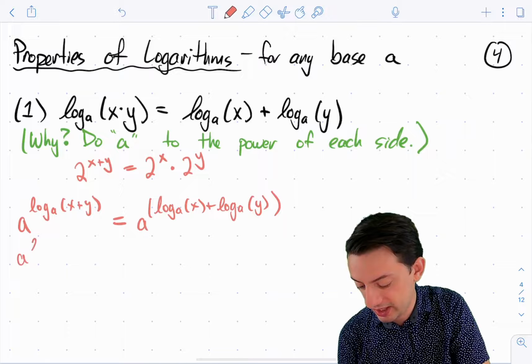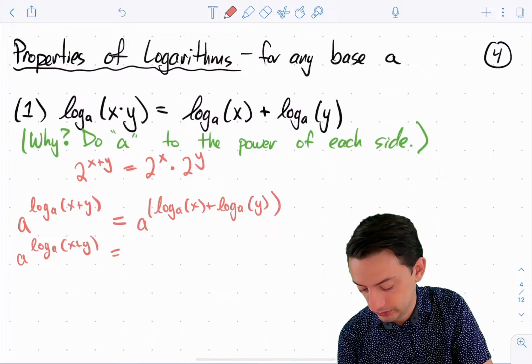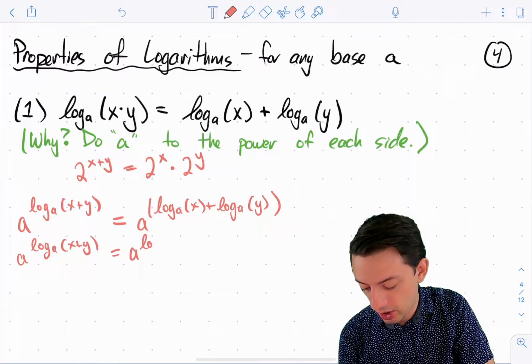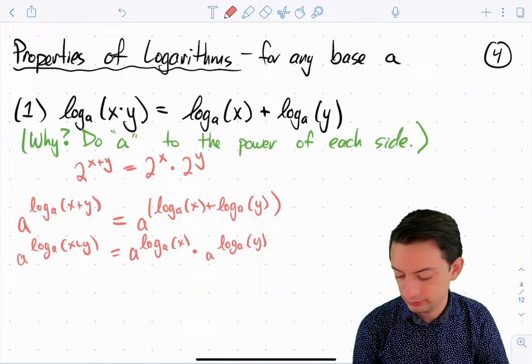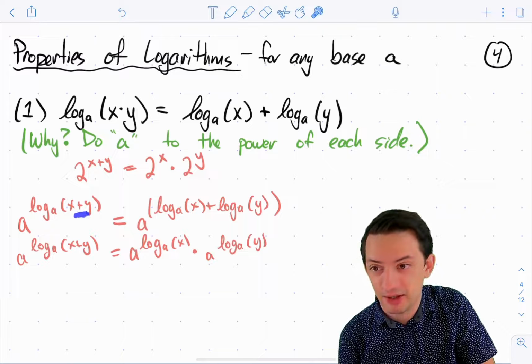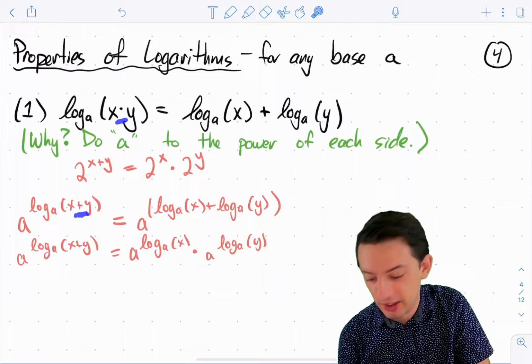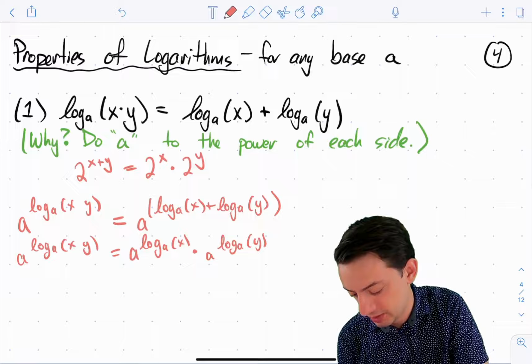So let's leave the left-hand side the same just for a moment. This becomes a to the log base a of x times a to the log base a of y. Oh, and you see I've already made a mistake because I wrote a plus here, and I meant a multiplication. So I just wrote that wrong. My apologies. That should be multiplication.